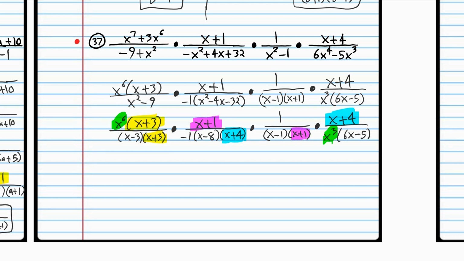So the greens, x to the sixth over x to the third, that would just be x to the third. And before I forget, I'm going to go ahead and write that negative in front of the fraction line. And we have x minus 3 times x minus 8 times x minus 1 times 6x minus 5.